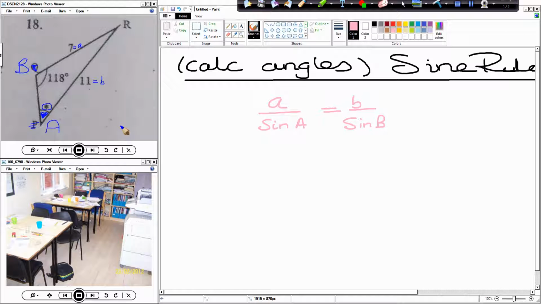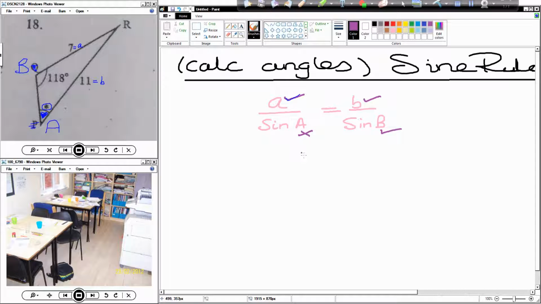Now, let's have a look at what we know and what we don't know. Okay, hang on a second, let's quickly change over. We know the little a. We don't know the big A. We know the little b. And we know the big B.